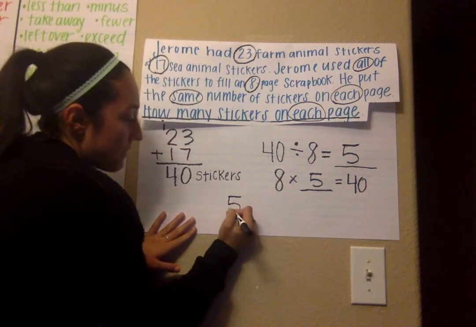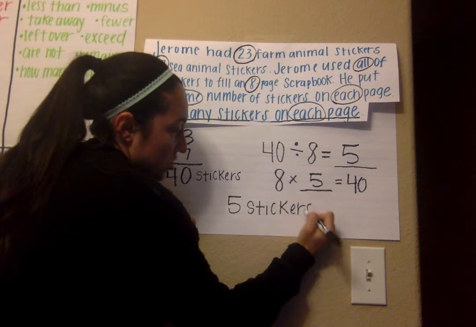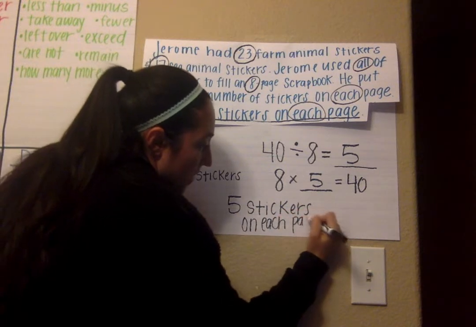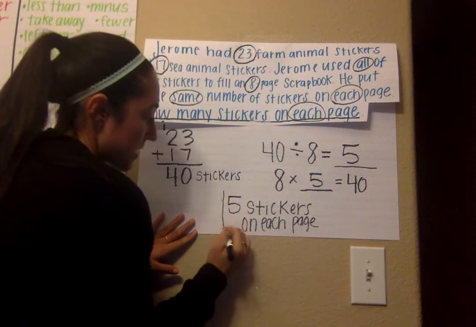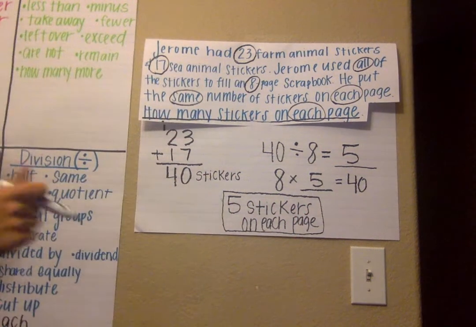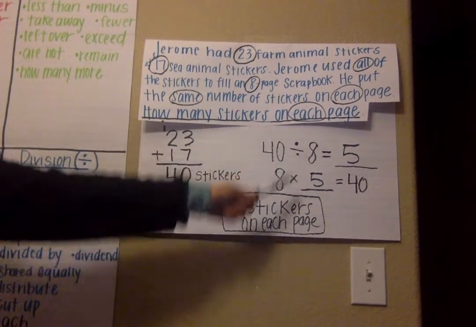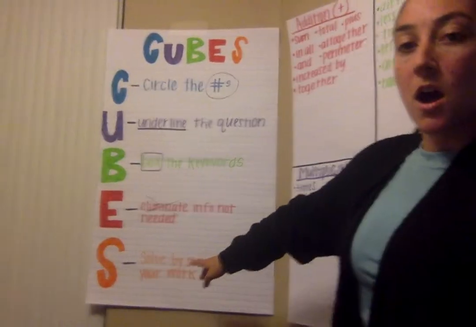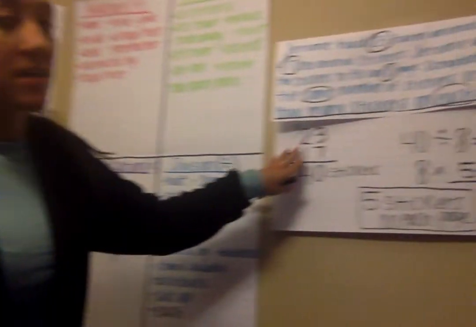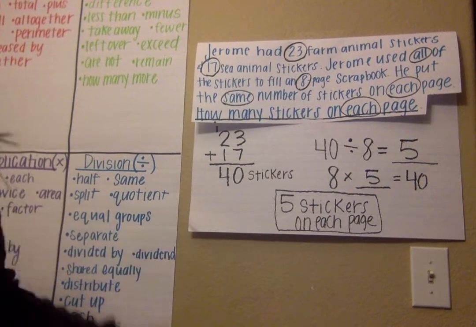Jerome put 5 stickers on each page. And then after I box my answer, I can put 5 down as my answer, and this would complete the S of CUBES because I solved by showing my work, which is exactly what I did here. So if I'm ever asked to see your work and asked how you got your answer, it would all be right here.